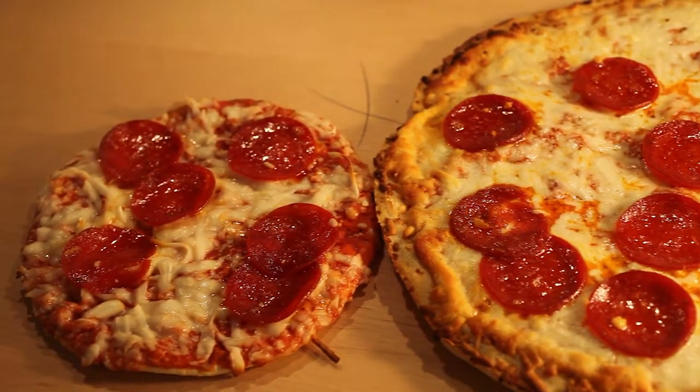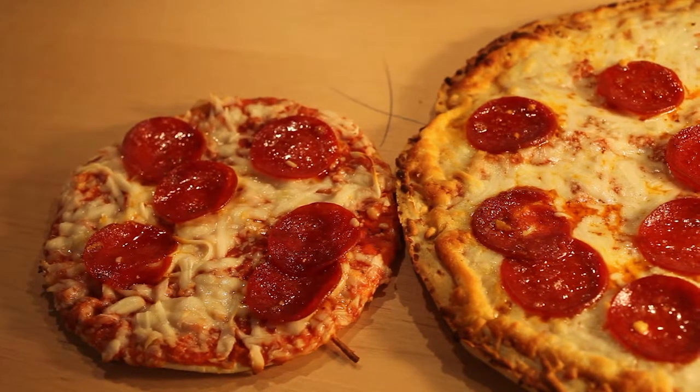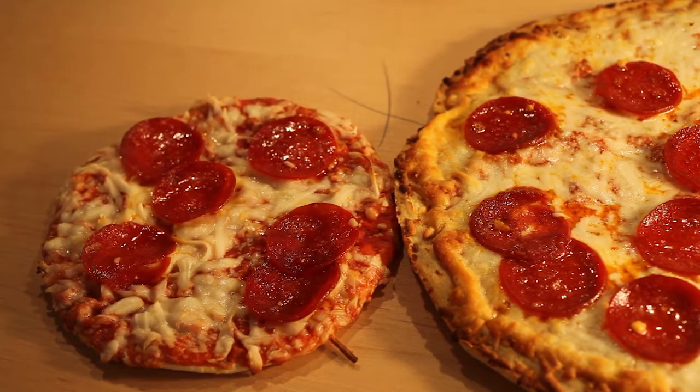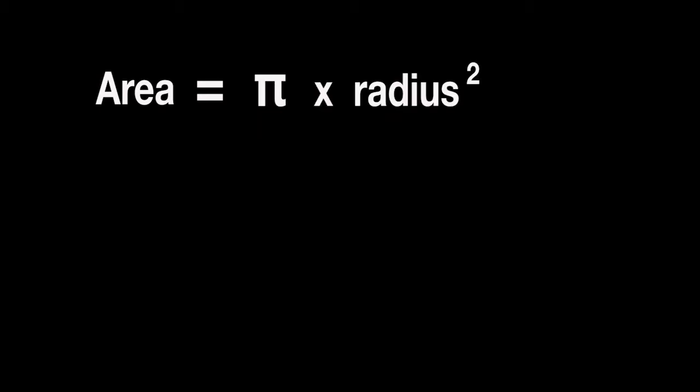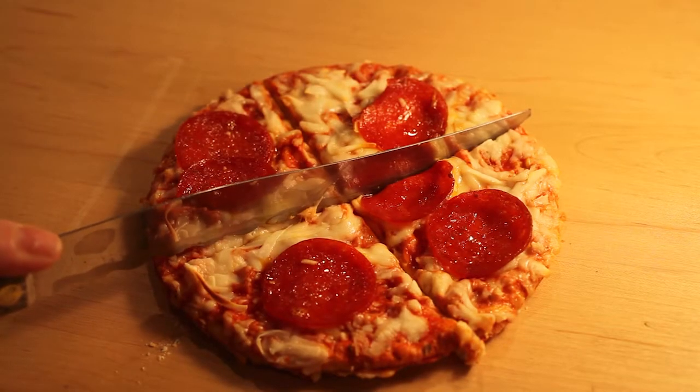This is largely due to the fact that it has a bigger area. The question is, how much more area? This is not hard to do using the formula area equals pi times radius squared. Let's try this formula using data from our pizzas. We'll start with the smaller pizza.